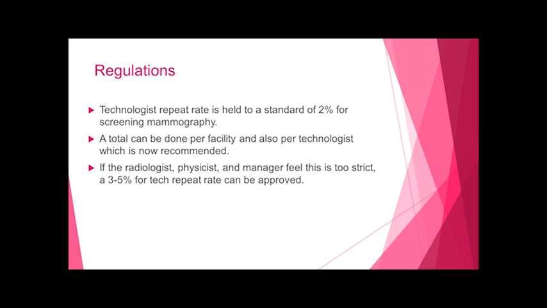If the radiologist, physicist, and manager feel this is too strict, they could get permission to get a 3%, 4%, or 5% tech repeat rate per quarter, but it has to be approved. You have to write in and give an explanation of why. Maybe you have all brand new techs, you just opened up a new facility, or maybe it's a cancer hospital where you're doing a lot of cancer patients. There could be different reasons they'll approve you to get the higher repeat rate.